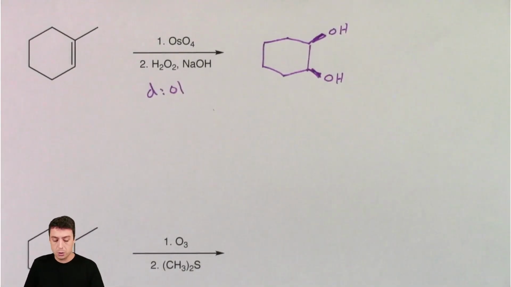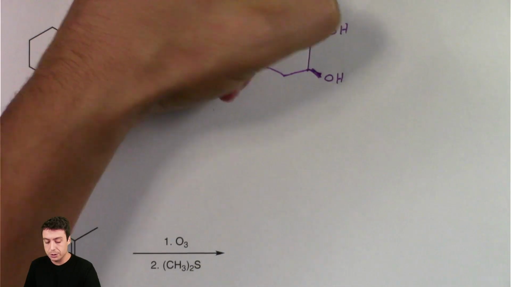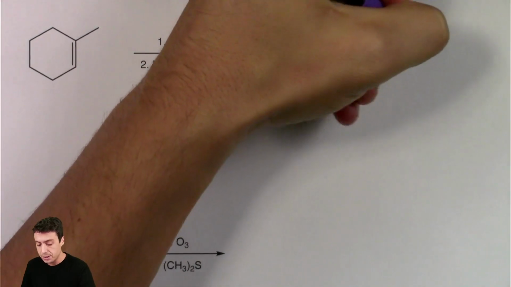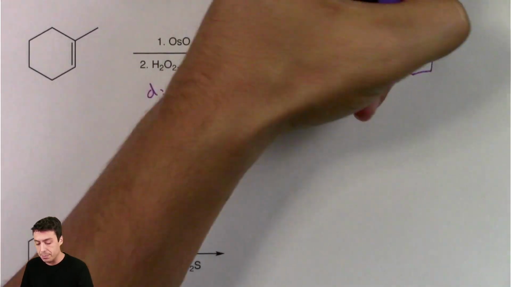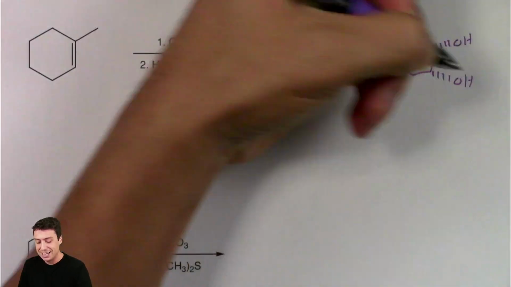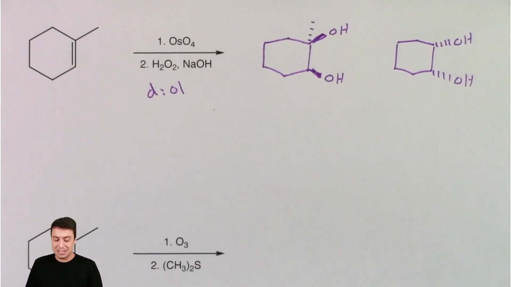If both OHs go to wedges, that means this methyl goes to a dash. That's one option. The other option is, what if you add them both from underneath? If both OHs add to the bottom face, let me move my hand so you can see what I'm writing in a second. If both OHs add to the bottom, that means the methyl gets pushed up to the top face. So they're both formed. Those are different, so I'm going to include them both.